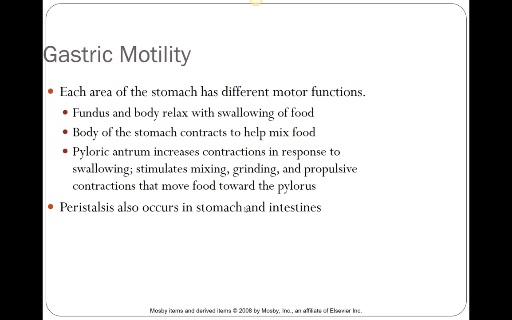And the pyloric antrum actually increases contractions in response to swallowing. So as you swallow food, its contractions actually start to speed up, and it actually helps in mixing up food and actually moving that food through the pylorus over into the duodenum. Peristalsis starts in the stomach and is going to continue down in the intestines. So that movement of the digestive tract starts in the stomach, and those signals are going to be continued down through the intestines.